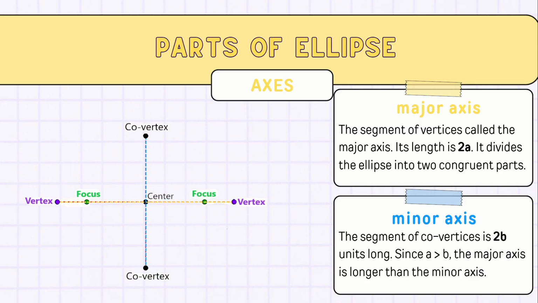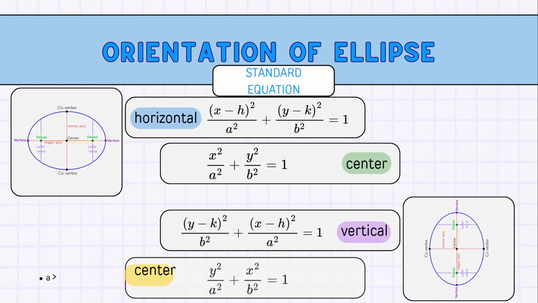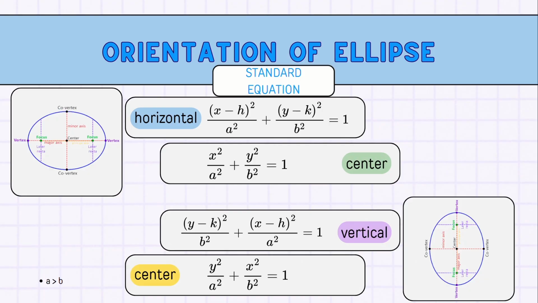Remember, in the equation, a is always greater than b. So if our major axis is a and minor axis is b, since a is always greater than b, our major axis is longer than the minor axis. So, this is the orientation of our ellipse, and these are our standard equations. Always remember, a is greater than b. Therefore, if there's a number in a denominator that is greater than the other denominator, that will be our a squared.